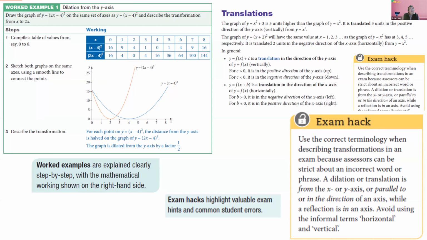And a lot of our author team, there's 5 authors working on this book. A lot of them are quite experienced assessors. So you'll find throughout most pages will have an exam hack giving you some tips on how to do well in the exam. Okay, next page.